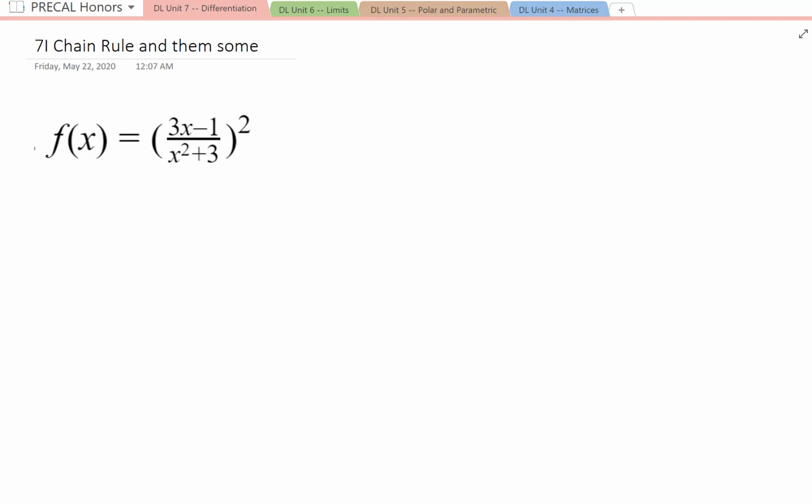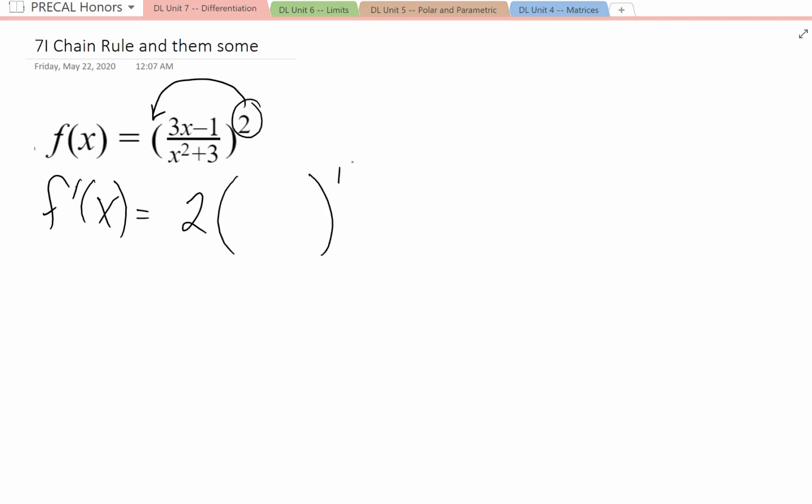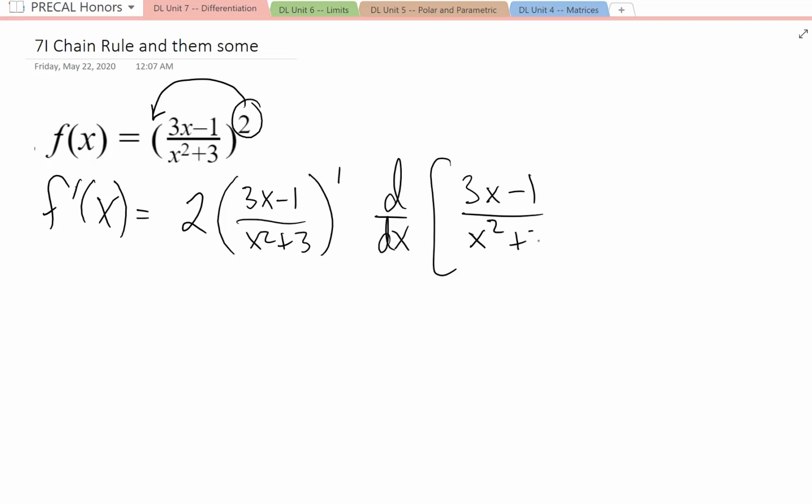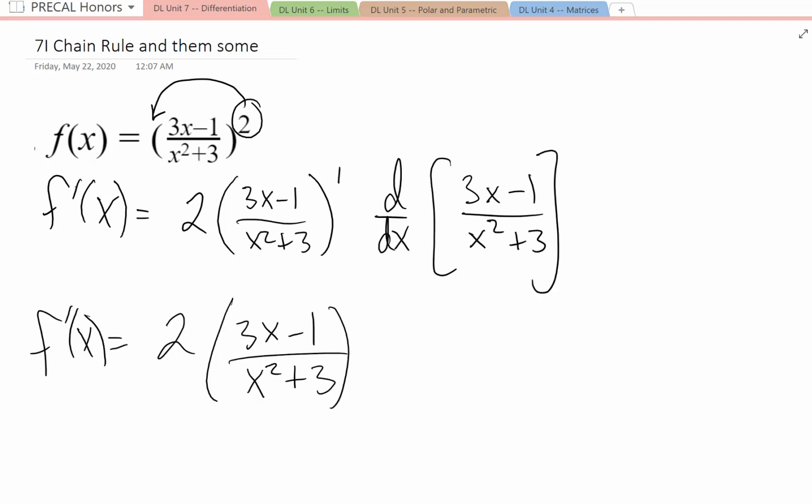Because the entire function is being squared, we'll begin with the chain rule, and then in order to derive the inside, we will need to use the quotient rule. So f prime of x is equal to the derivative of the outside times the inside times the derivative of the inside, this entire quotient. Because most answers are left factored, we'll leave the 2 in front and we won't distribute it.